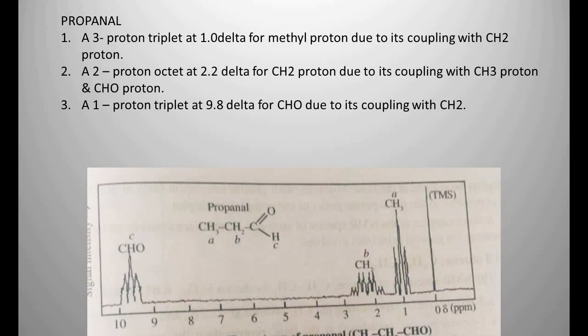So a 2 proton octet at 2.2 delta for the CH2 proton, and a 1 proton triplet at 9.8 delta for CHO due to its coupling with the CH2. The CHO is shifted to a very high delta value, 9.8, due to the paramagnetic anisotropy effect, but its splitting occurs due to spin coupling with the CH2, so it is a triplet. So triplet, octet, then a triplet, at widely varying chemical shifts: 1, 2 point something, and 9.8.